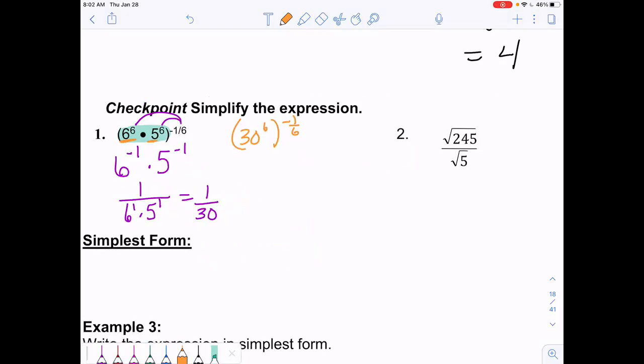Looking at number 2, not letter B, the square root of 245 over the square root of 5. Gabby, do you know what 245 divided by 5 is? And what is the square root of 49? 7.